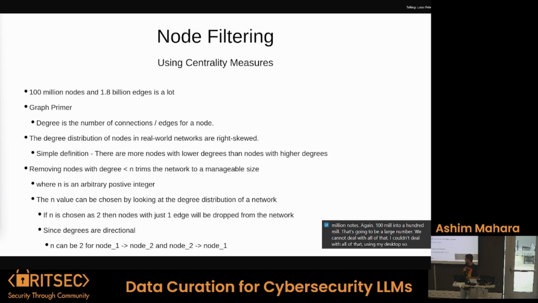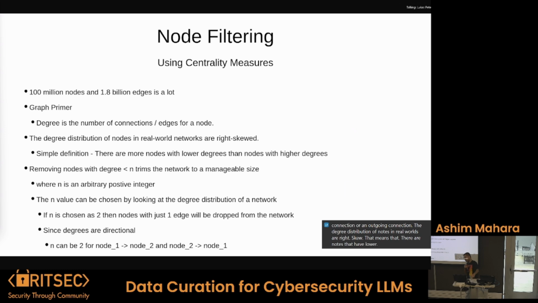Graph primer, just because I said degree. Degree is the number of edges for a node. So let's say a node is connected to 3 other nodes, then it has a degree of 3. It doesn't matter if it's an incoming connection or an outgoing connection. The degree distribution of nodes in real-world networks is right-skewed. That means that there are nodes that have lower degrees.